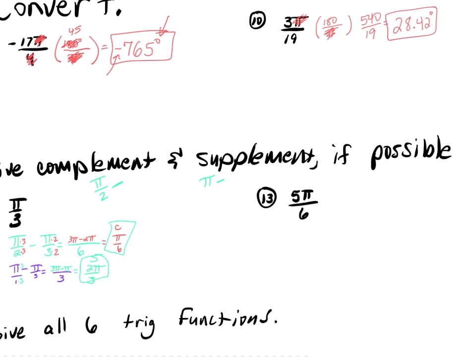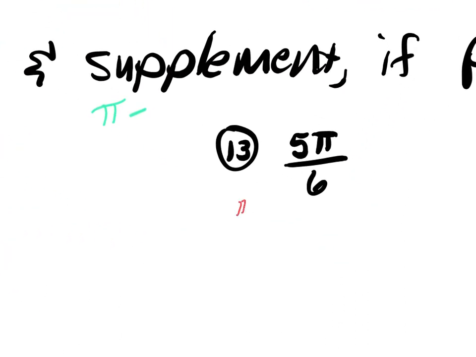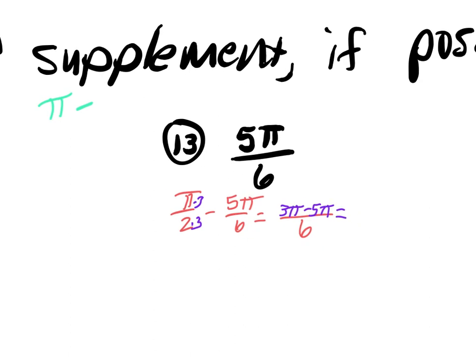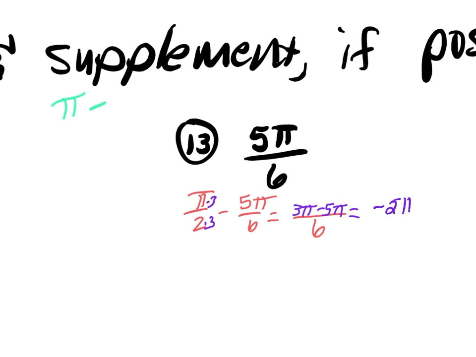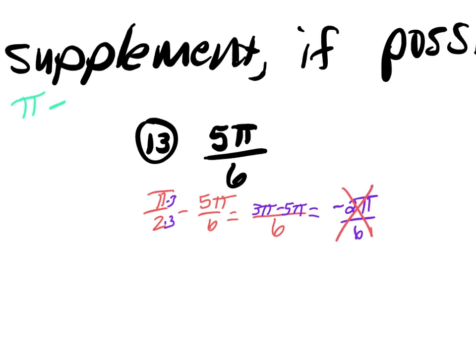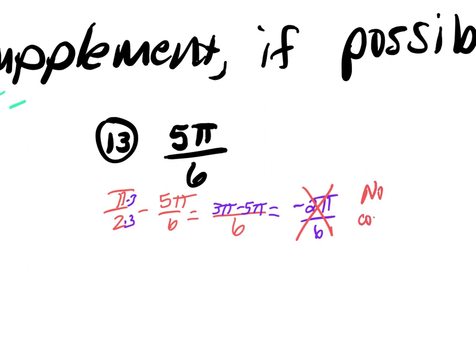So in a case like this, when I have 5 pi over 6, all right? So I have pi over 2 minus 5 pi over 6. What's the common denominator between 2 and 6? 6. 3 times 2, so I multiply the top. So I have 3 pi minus 5 pi. What's 3 minus 5? Negative 2 pi. Can you get a negative for a complement or a supplement? No. So your answer here would be no complement.